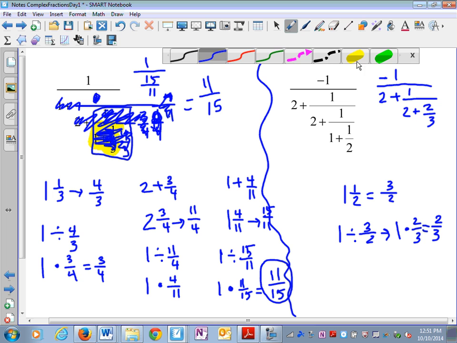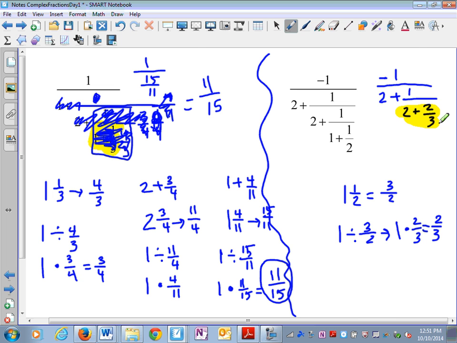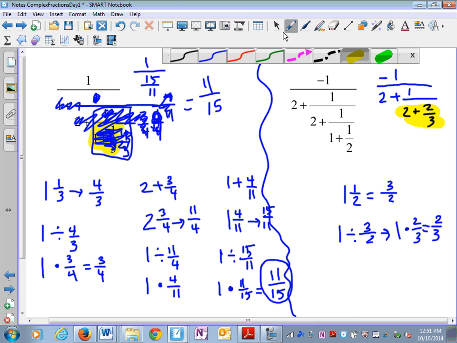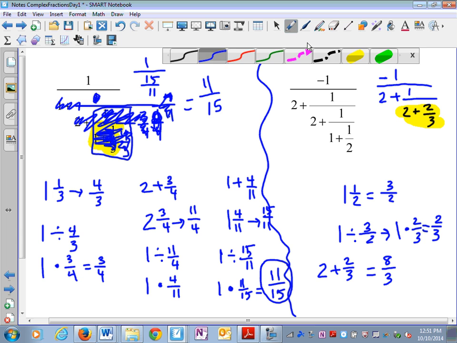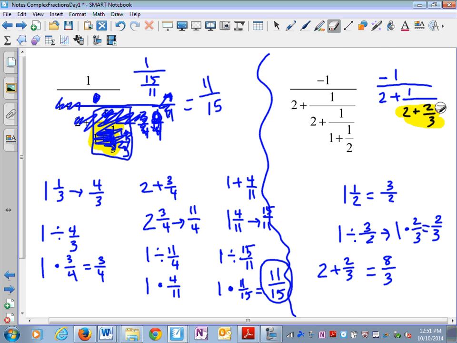Now we've got to simplify 2 plus 2/3. Two plus 2/3 is 2 2/3, or 8/3 when you turn it into an improper fraction. So we're going to erase and replace with 8/3.